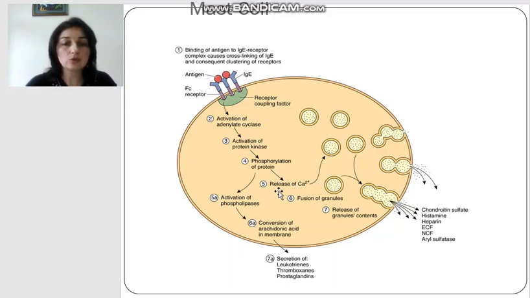Then it also will activate phospholipase C, that is the enzyme, and it will lead to formation of the arachidonic acid derivatives. They will be leukotrienes, thromboxanes, and prostaglandins.